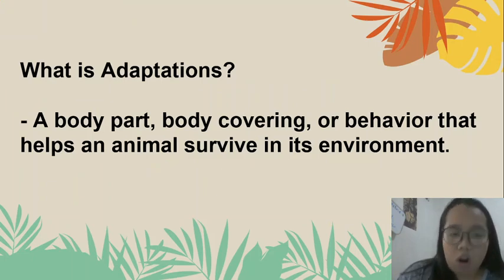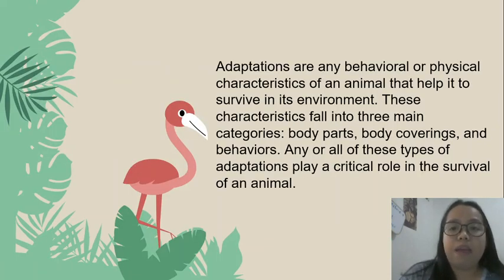So it is a body part or body covering of an animal or behavior that helps an animal survive in its environment. So adaptations are any behavioral or physical characteristics of an animal that help it to survive in its environment. These characteristics fall into three main categories, which are the body parts, the body coverings, and the behaviors of the animals. Any or all of these types of adaptation play a critical role in the survival of an animal.